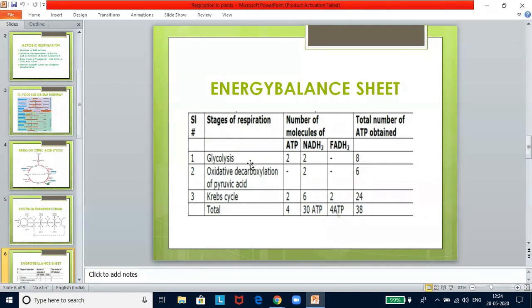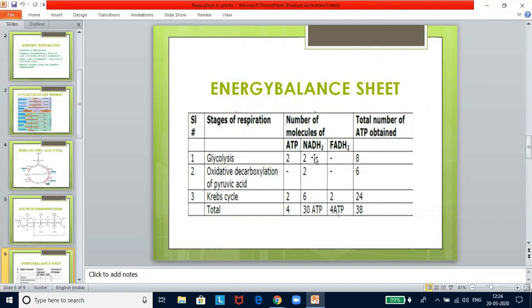Since a large number of ATP molecules are produced in the mitochondria, it is also called the powerhouse of the cell. Now you look at it: in glycolysis you are getting 2 ATP, and even in the Krebs cycle 2 ATPs are directly produced. So this is direct phosphorylation, and you are getting 4 ATPs. Now, NADH2, I said, will have to move through the electron transport chain.